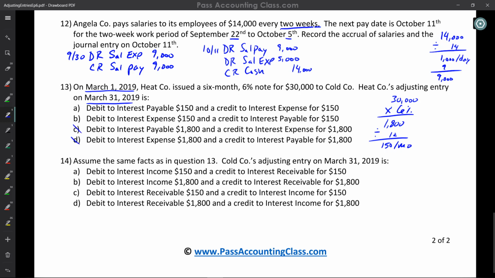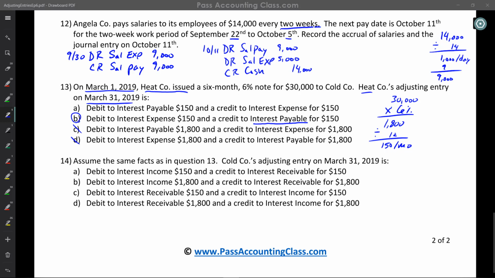And here, because we're talking about HeatCo, and HeatCo issued the note, so that means HeatCo owes the money. And when you owe the money, that's a payable or a liability. To increase the balance of a payable or a liability, we need to credit that account. So I'm looking at answer B here because interest payable is a liability and we increase that balance by crediting it. And then we also need to recognize the expense for that time period. And to increase the balance of an expense account, we need to debit it. So our answer here is B.